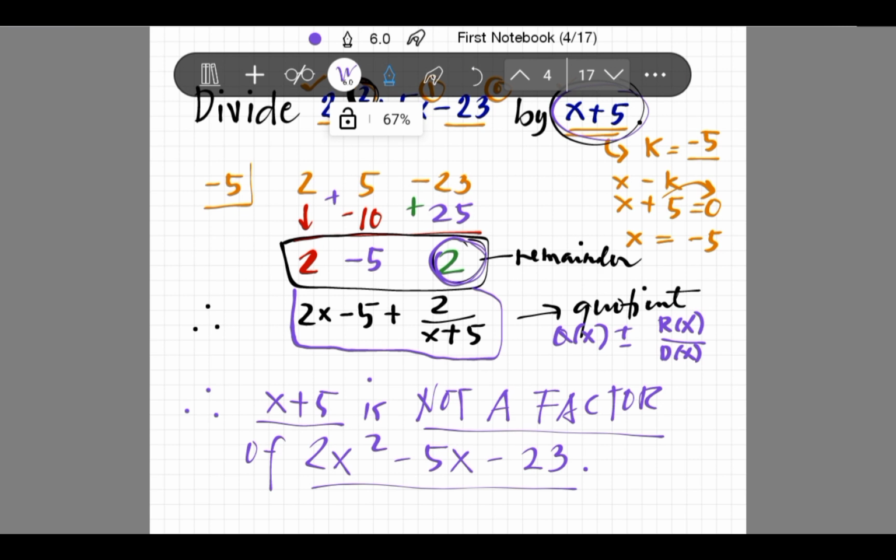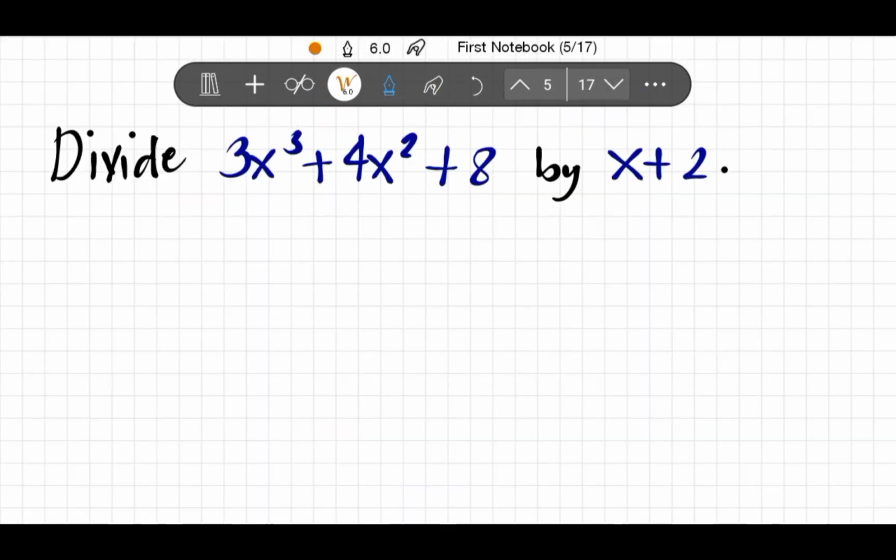Okay, so let's have another example. Divide 3x cubed plus 4x squared plus 8 by x plus 2. So, before writing the k or the value of k, you need to identify first if the given dividend is in standard form or not. So to do that, take a look at the power of x or the exponents. 3, 2, and then it is 0. So as you can see, there is a lacking power of 1 here before the exponent 0.